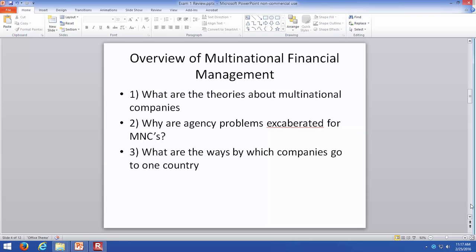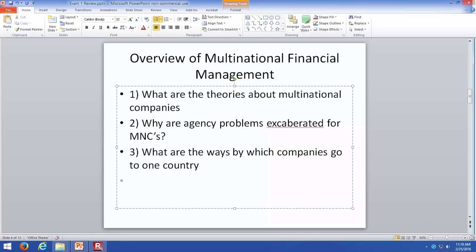The second thing we talked about is why agency problems are exacerbated for MNCs. If you look at the textbook, it talks about a lot of reasons. Some of the reasons are, first of all, it's very far away. Two, people in the subsidiaries could be of a different culture, and they also might have different objectives, simply because they are not directly connected with the parent company. So we talked about what some of the agency problems are, and also some of the ways in which you can mitigate them.